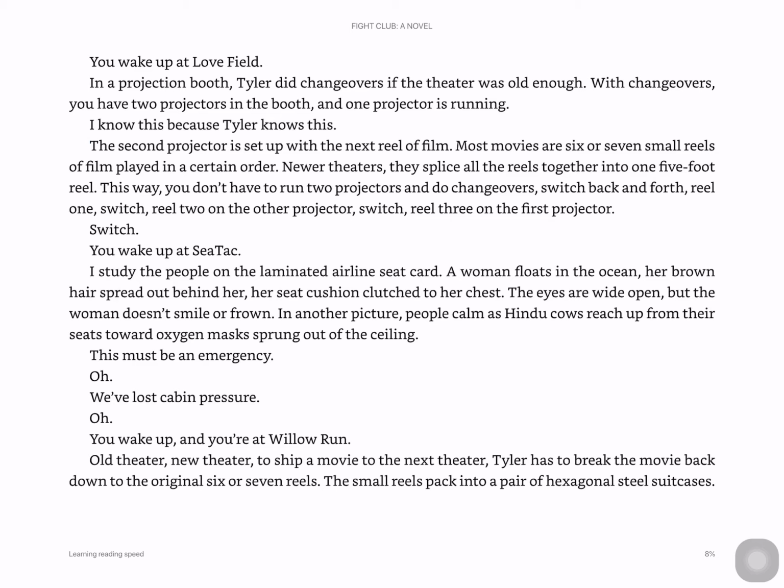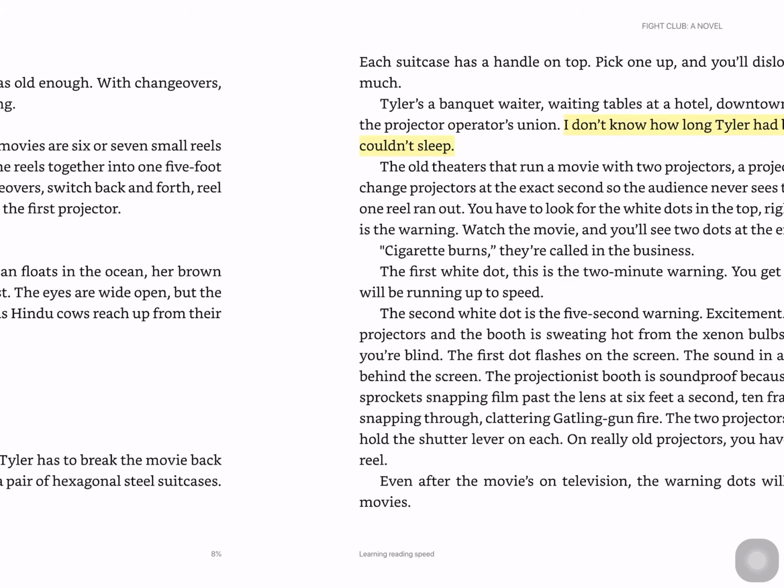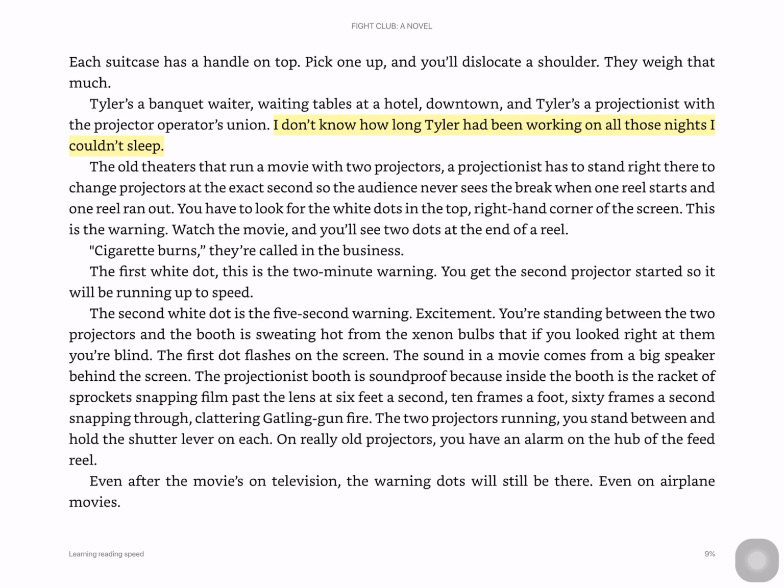So hopefully you are seeing this switching that is going on, which is the key idea of a changeover, is exactly what's going on with the narrator and Tyler Durden. Let's keep going. If you flip over to page 27, you can see more good evidence of this Tyler-Narrator dynamic.